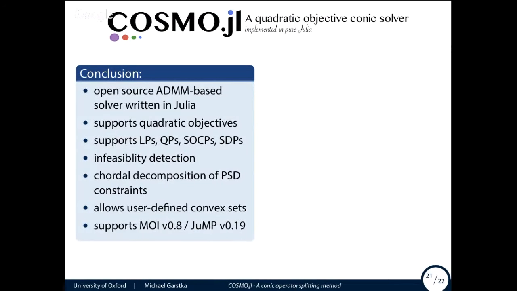Yeah, so we put all these ideas into the solver Cosmo. It's written in Julia. It's based on ADMM. We support LPs, QPs, SOCPs, SDPs. We're also able to detect infeasible problems. One thing that we currently work on is to use multiple dispatch to allow the user to define their own convex sets. So if you have a fancy convex set and you know how to project on it, we want to allow you to project on that or add this as your custom constraint. And we support the latest versions of MOI and JuMP.